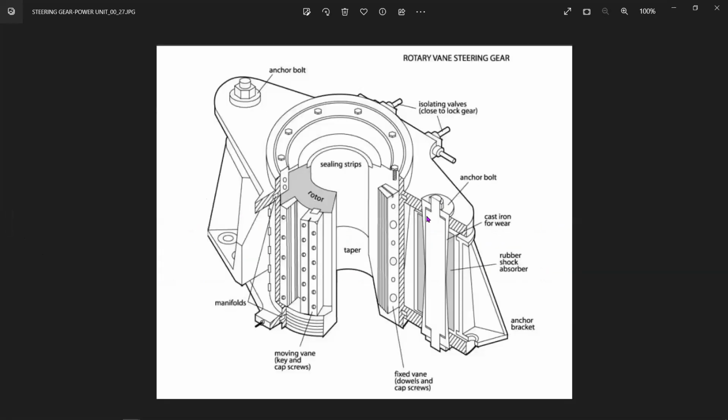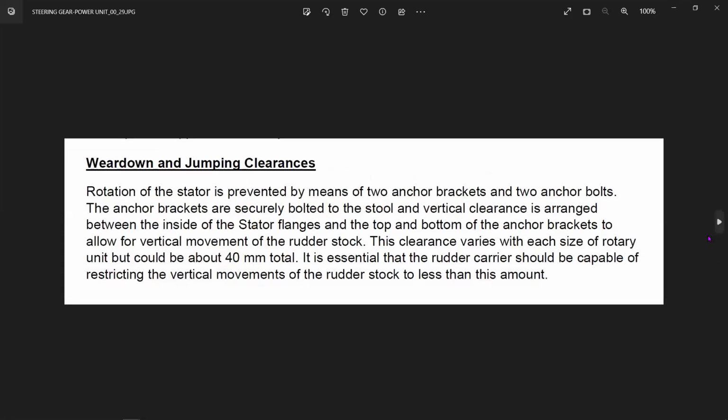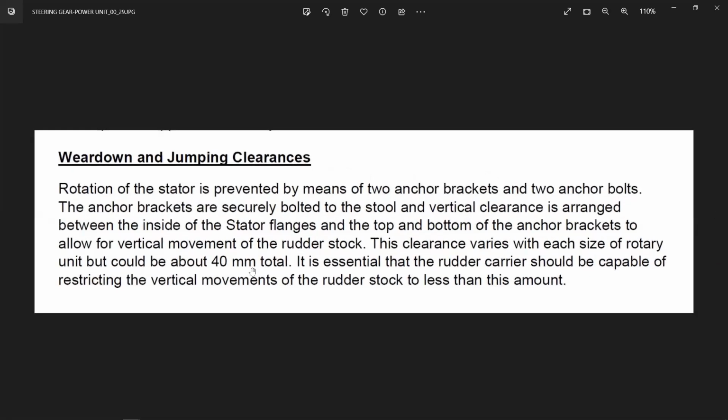Basically, there is some amount of clearance over here between the anchor bracket and this entire top flange of the stator, and between the bottom flange of the anchor bracket and the bottom flange of the stator. Basically, there is some clearance over there. Okay. Now, the clearance varies with each size of rotary vane, but it could be about 40 millimeters in total.